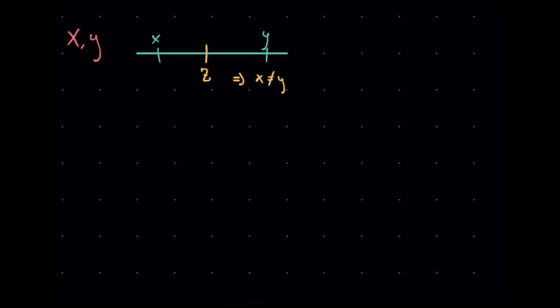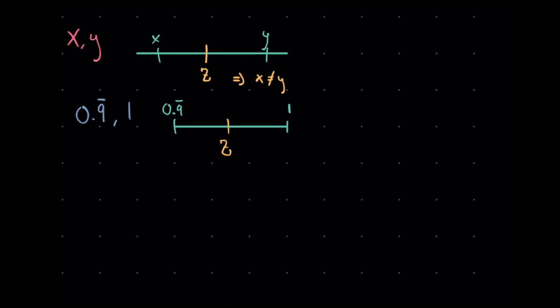That's just common logic. And if x and y are the same number, you will not be able to find a z in between them. So let's use this logic to show why 0.999... equals 1. So we have 0.999..., and we have 1. And so let's draw our number line as we did before for x and y. And here we'll have 0.9, and here we'll have 1. So let's ask ourselves, can we find a z in between these two numbers? And the answer is no.